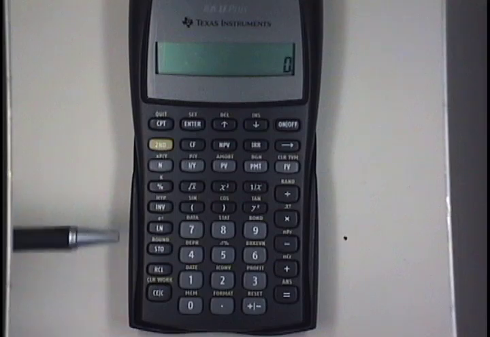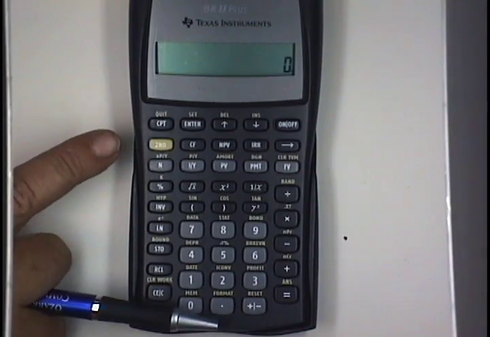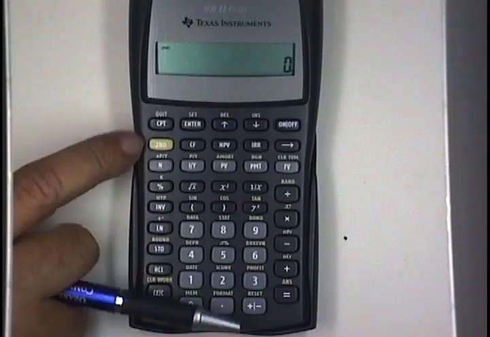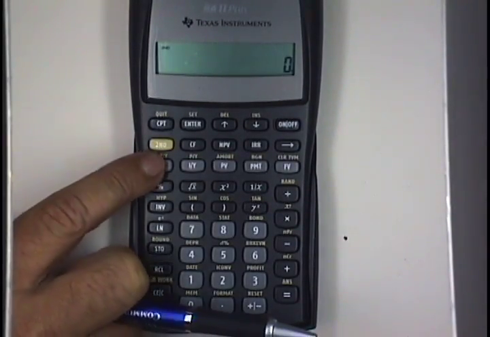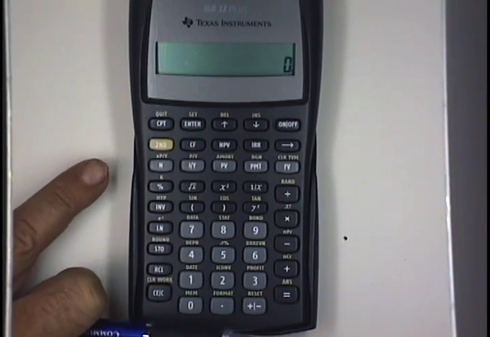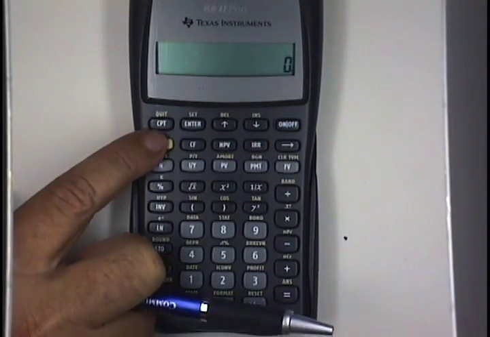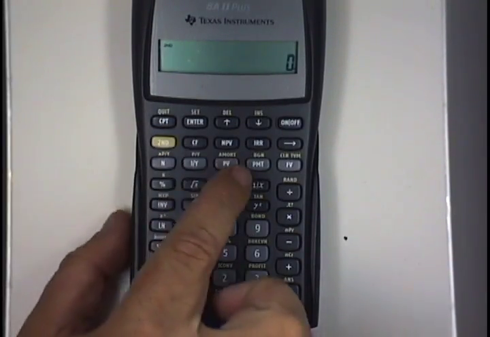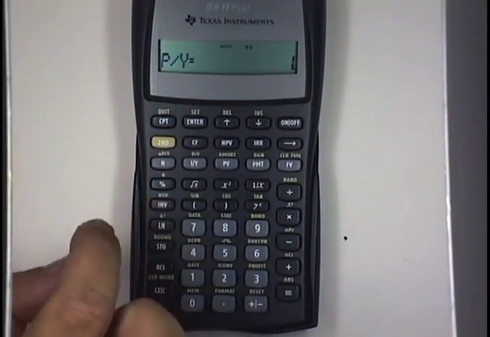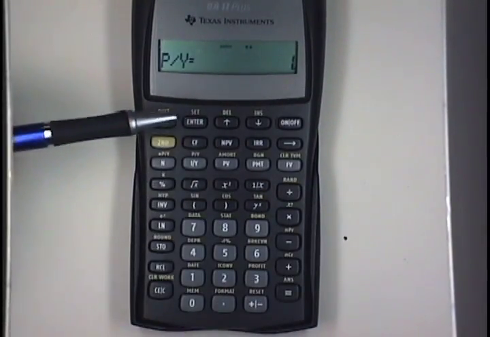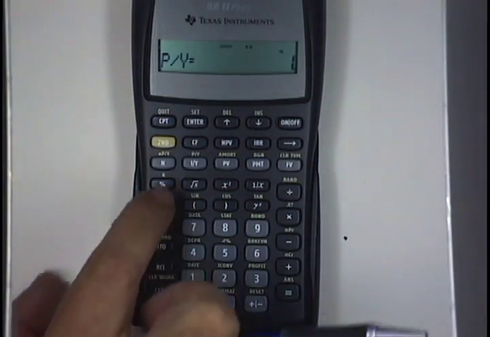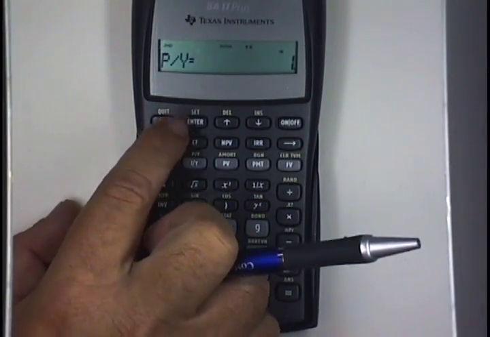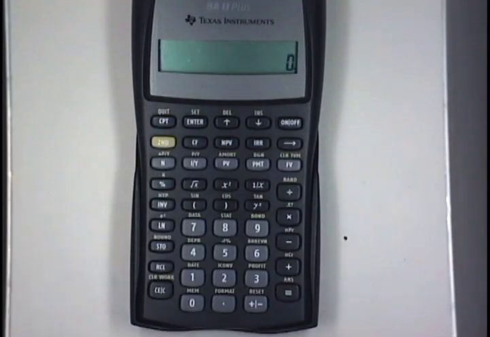So to do that, if you follow along, we'll press second, and you notice in the top corner of the screen, a second comes up telling you you've pressed it. P/Y will be the second above the I over Y. P/Y equals 1. Press enter. Second above this compute button is a quit. I've now set my payments per year.